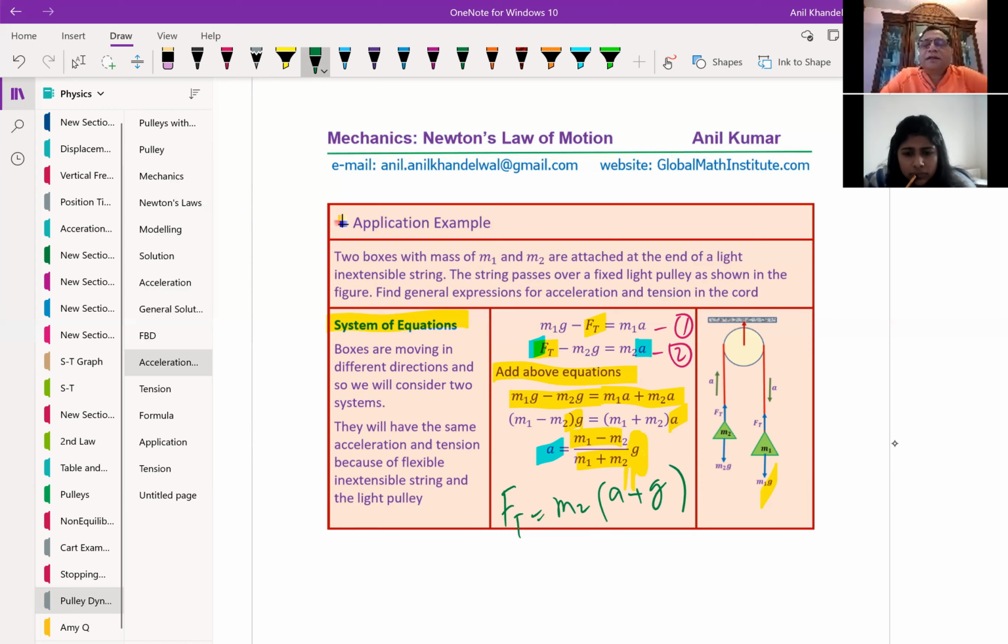If I bring this to the right side, so M2 times A plus G is your answer. A is known to you. Calculate the value of A, substitute, and find the tension. Simple, simple. Multiply with M2, and you get your answer for tension.